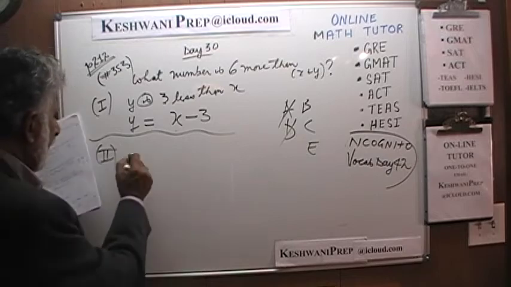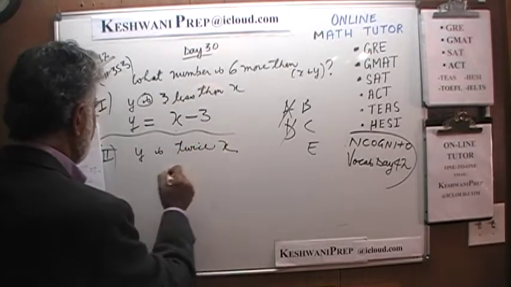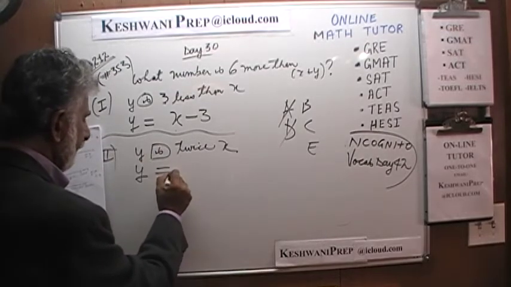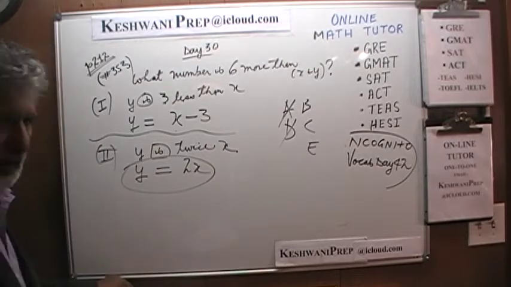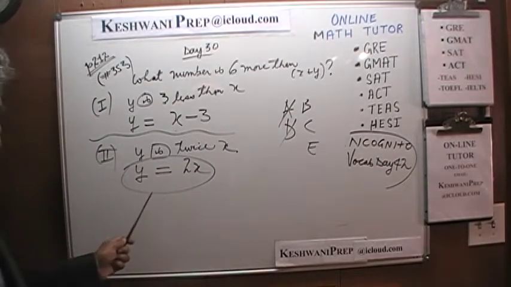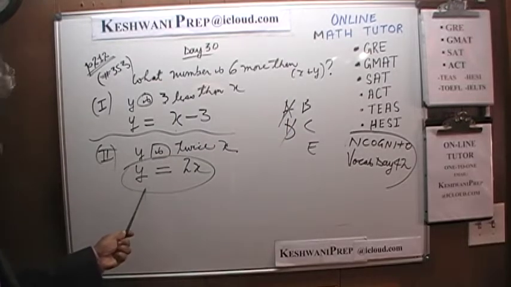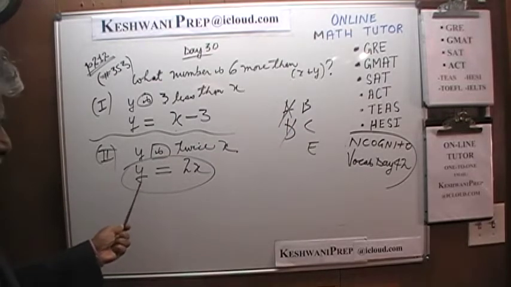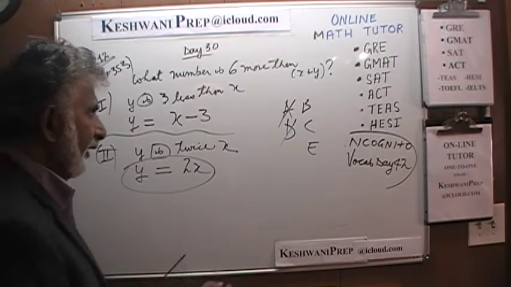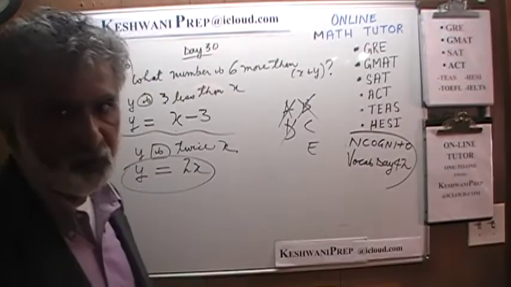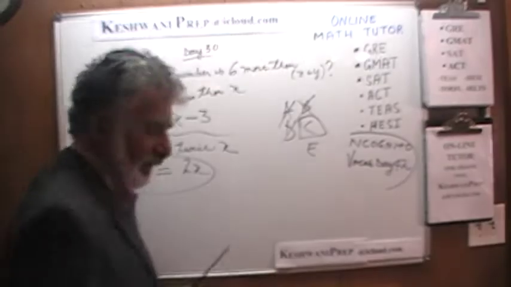It says y is twice x. Again, the same problem. There is no way we can extract the sum of the two variables x and y from here. And we cannot solve for x and y individually because we only have one equation and two unknowns. We cannot solve for two unknowns with just one equation. But when we put them together, the answer is C.